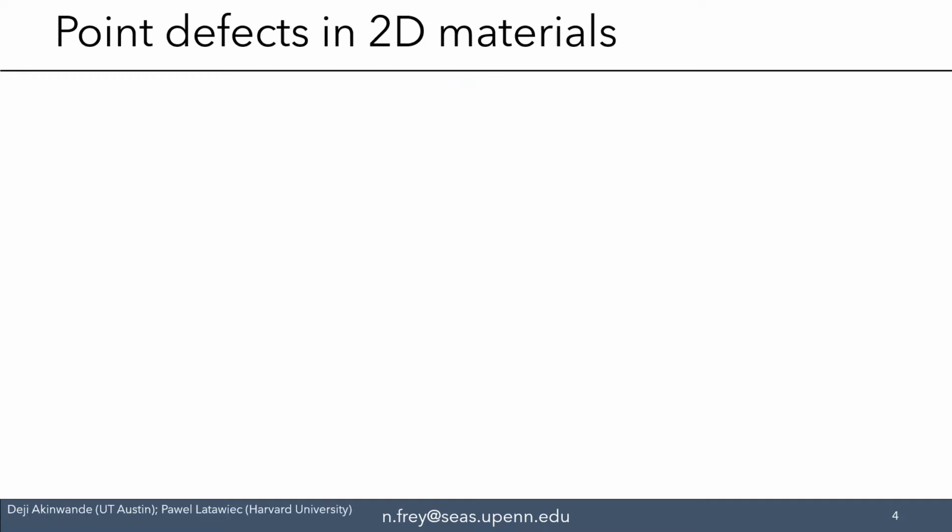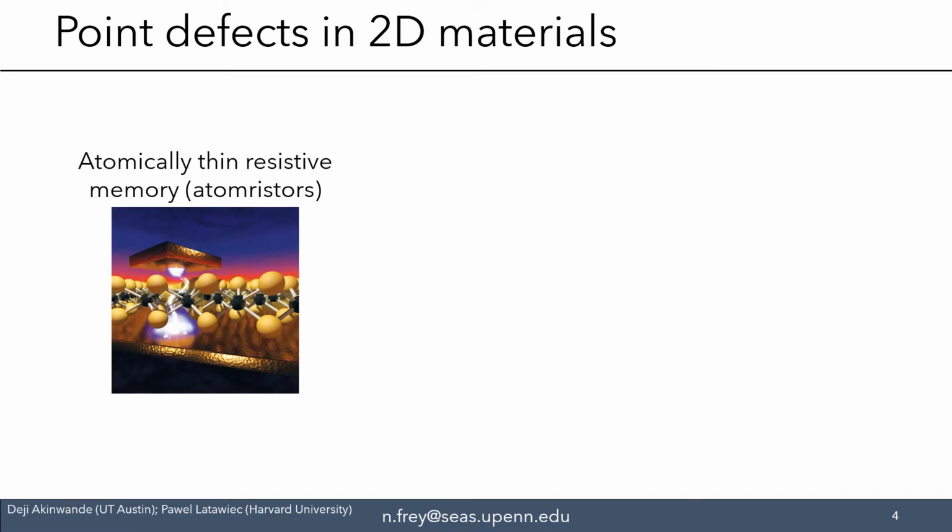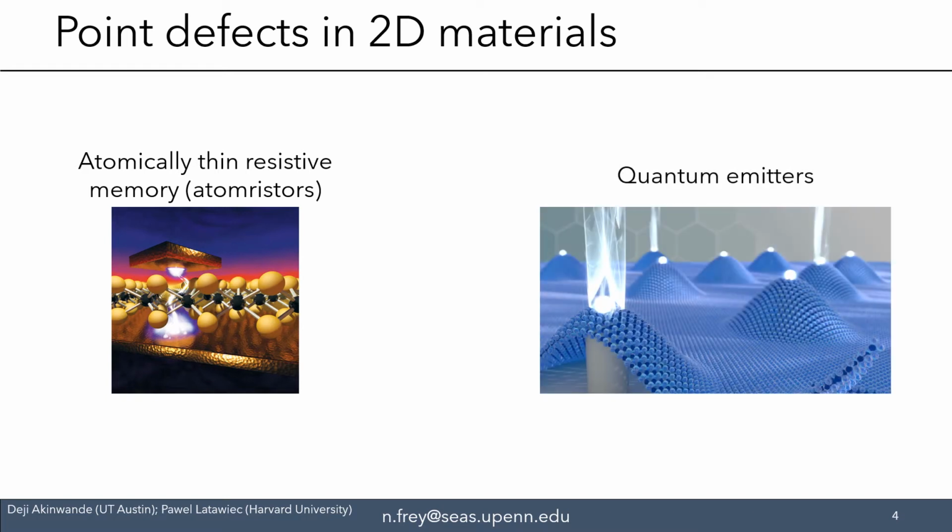I'm also going to focus on two specific exciting applications of point defects in 2D materials. The first is atomically thin resistive memory devices, or atomristors, where a 2D material is sandwiched between two metal electrodes, and defect states are reversible and can be used as a kind of brain-like or neuromorphic memory. The second application is quantum emission, where defect states can be controlled to emit single photons of light.